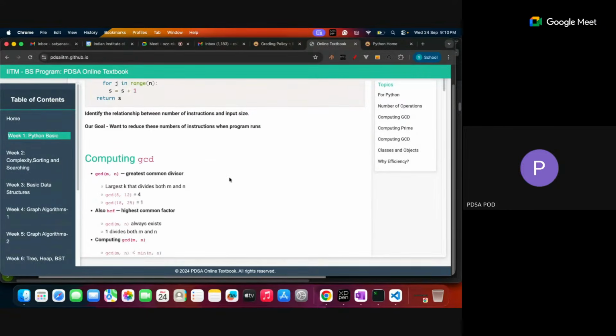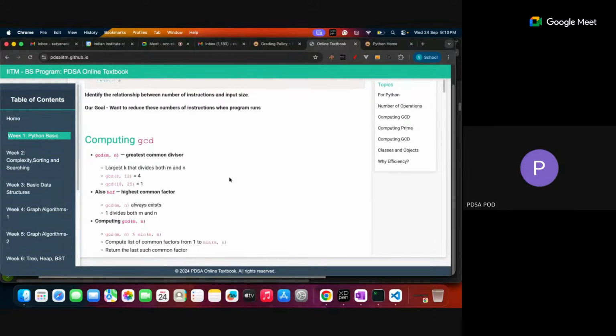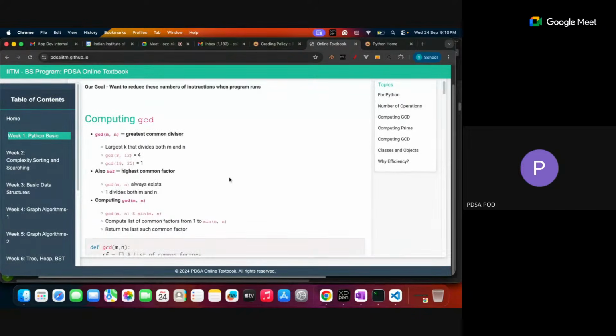Even in his lecture, Madhavan has given a very good example of GCD. The same GCD we want to walk through. Generally, GCD or HCF is the same: greatest common divisor or highest common factor, which is the common factor for two values m and n. What is the highest common factor we want to get?